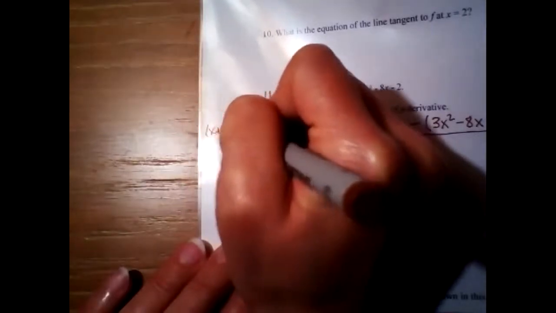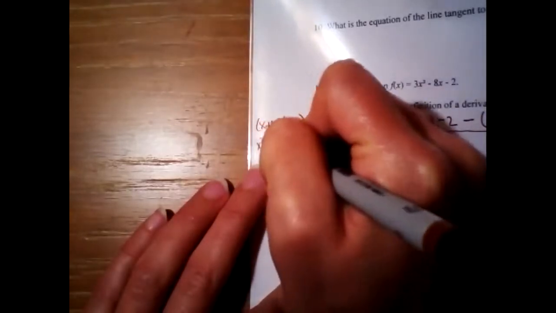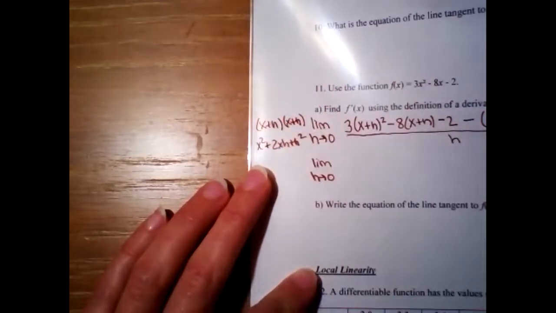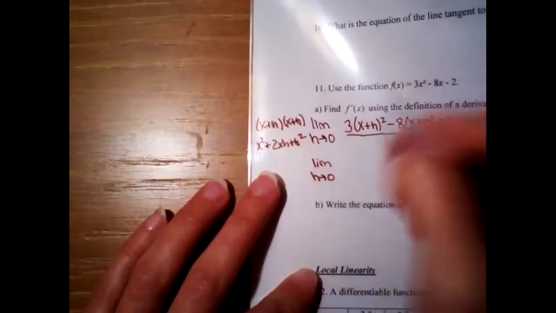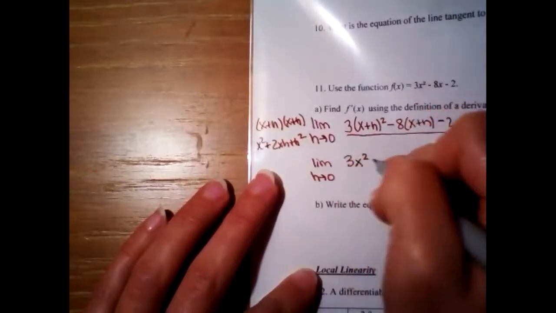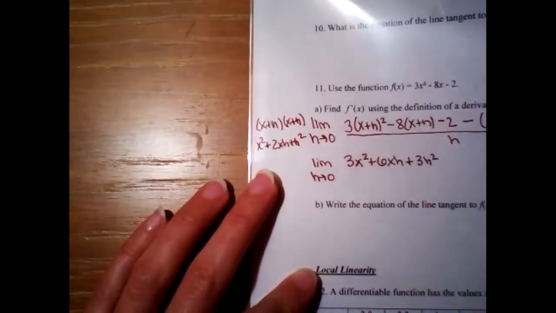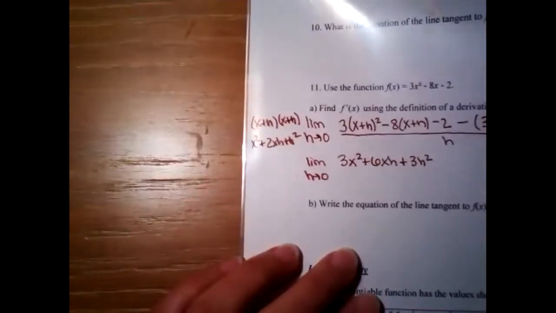All right, off to the side, I'm going to do the x plus h squared. I'm going to do this quickly because we've done this a lot of times at this point. If you multiply that out, it'll be x squared plus 2xh plus h squared, and I have to distribute a 3 into that. So that'll be 3x squared plus 6xh plus 3h squared.